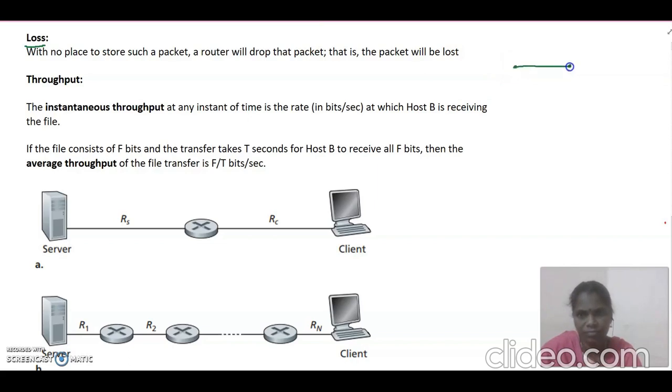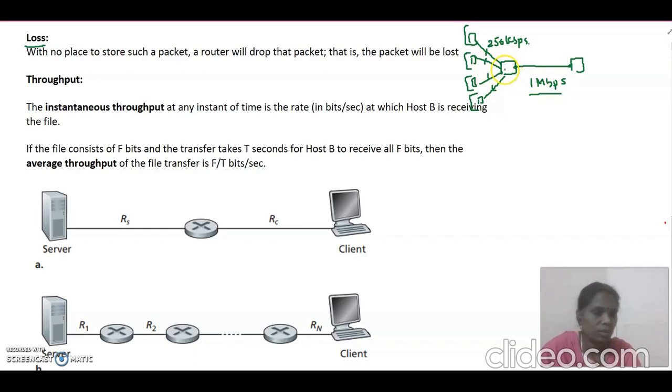I have a channel with a capacity of 1 megabit per second, attached to a switch. The switch is connected with 4 nodes. One is connected with one host, another with another host, a third with a third host, and so on. Let's see if all these nodes are generating data at the rate of 250 kbps. Altogether only 4 nodes are available. The amount of traffic generated by all the nodes never exceeds 1 megabit per second, so it won't drop the data, so there is no loss.